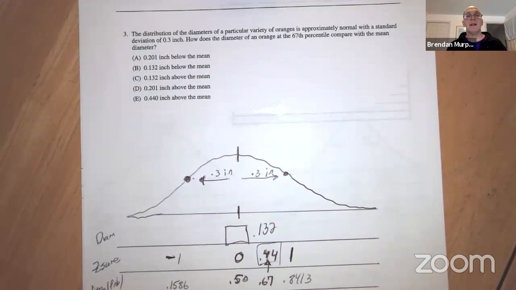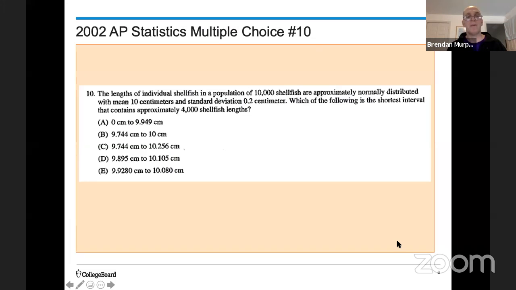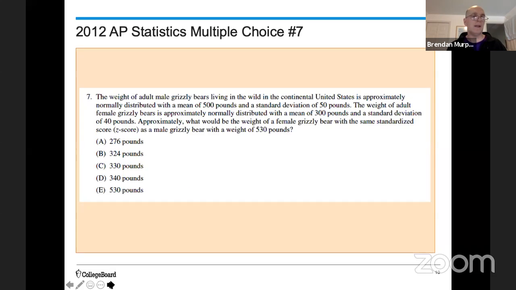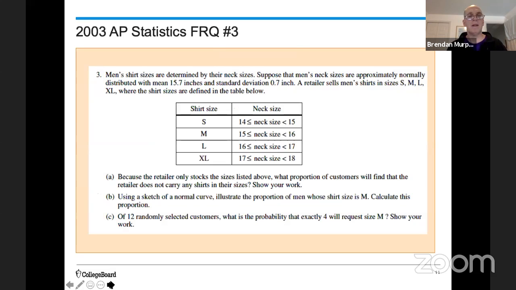So let's go back and we'll take a look at a free response here. We've done that one. We've done that one. This is another good problem here, 2012, number 7, but for the sake of time, we'll move on. So here's a good free response from the 2003 exam. We'll do parts A and B. Part C, I think, is a binomial probability, and Luke's doing that next week, I think.